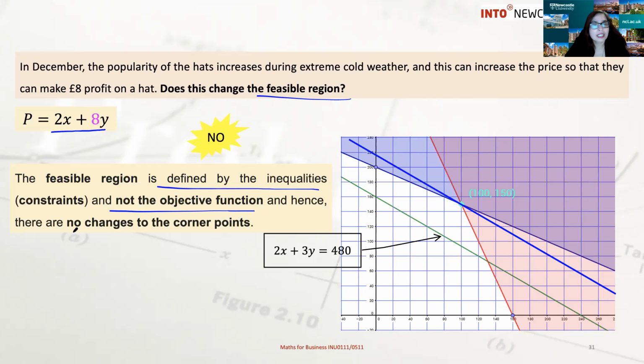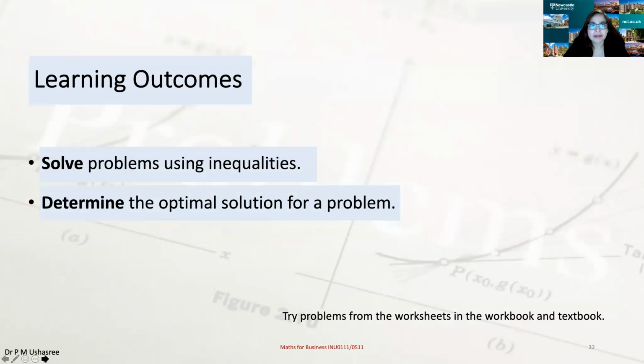And hence, there are no changes to the corner points. The corner points remain the same because the corner points are decided by the constraints. And we are not changing the constraints. What we are changing is the objective function, P is equal to 2x plus 8y. Is that okay, guys? Okay.